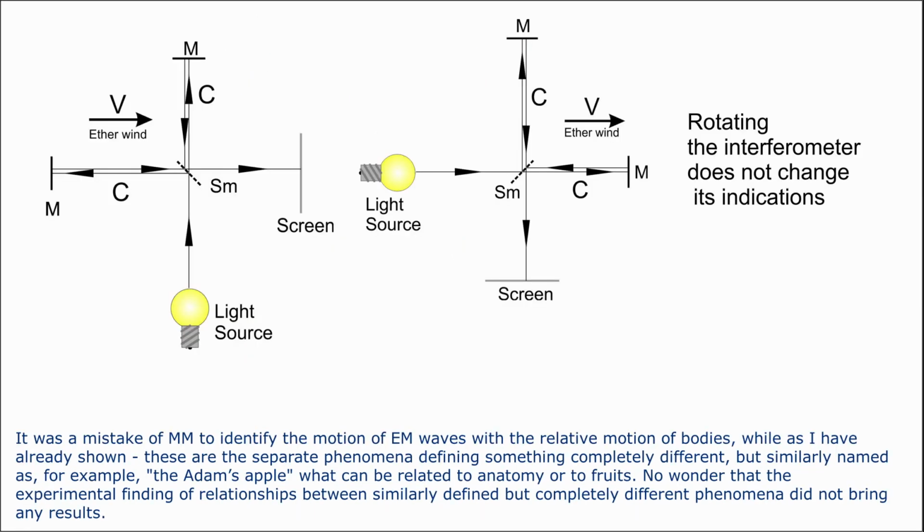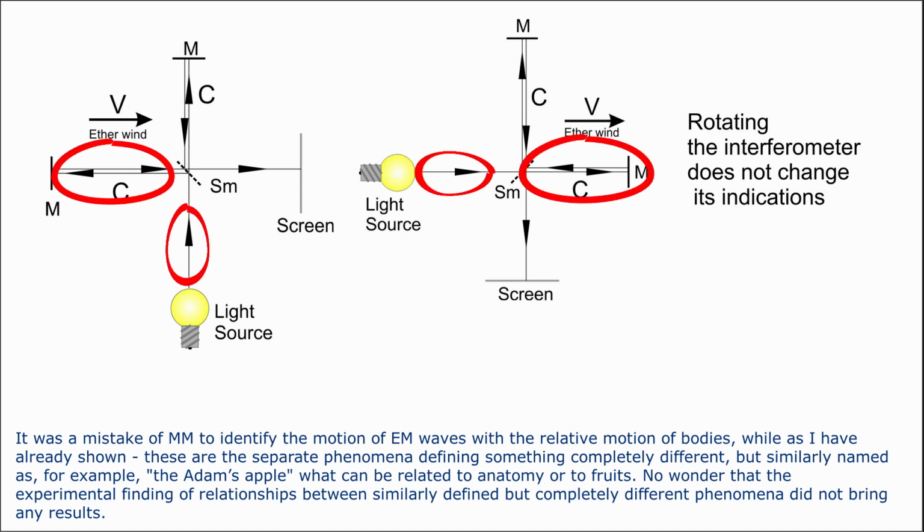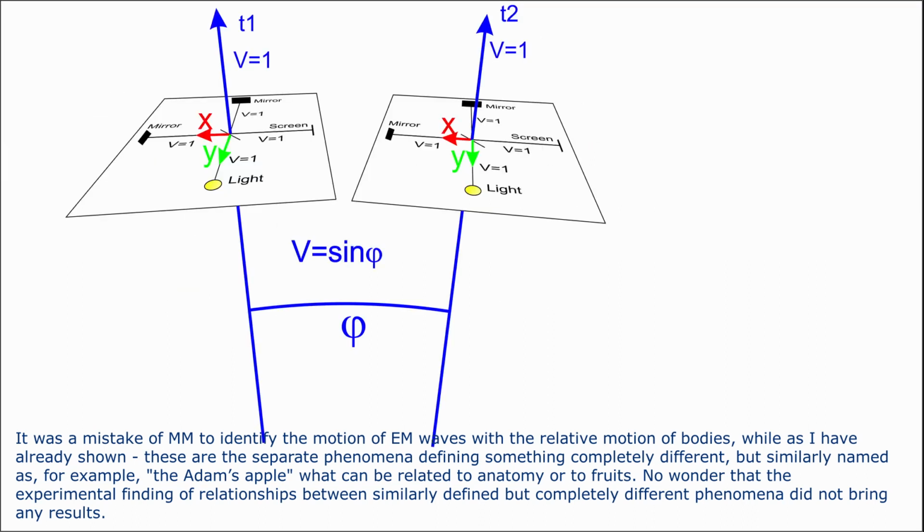It was a mistake of Michelson-Morley to identify the motion of EM waves with the relative motion of bodies, while, as I have already shown, these are separate phenomena defining something completely different, but similarly named, as, for example, the Adam's apple, which can be related to anatomy or to fruits. No wonder that the experimental finding of relationships between similarly defined but completely different phenomena did not bring any results.